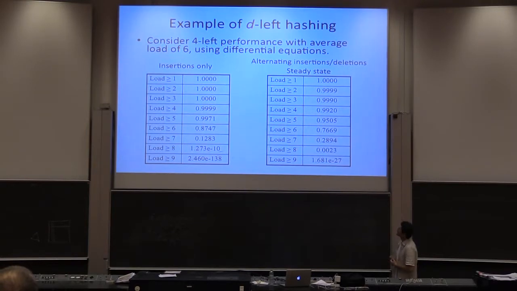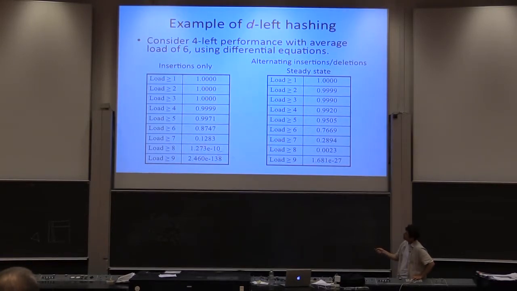again, I want to give some idea of the tightness of these sorts of things. So if we're using 4 choices, so 4 left, and we set up our table so that the average load was 6, so I was throwing 6n balls into n bins, the average load was 6. And look at the fraction of bins with load at least each of these values.